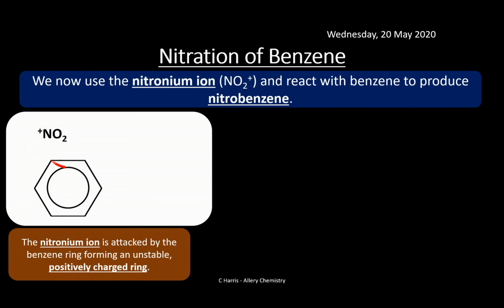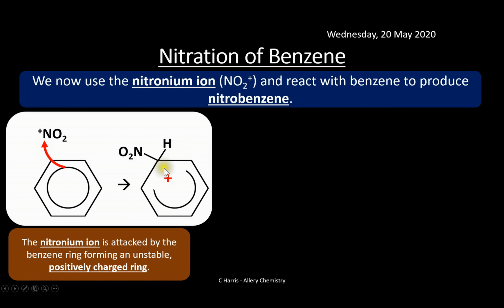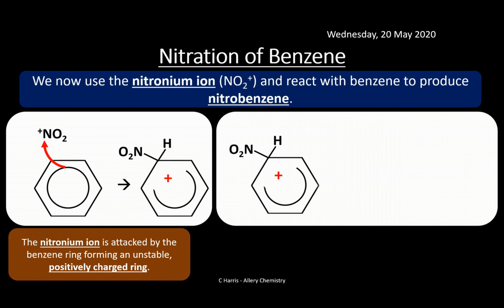So let's have a look. There it is. Okay, so it's attacked by the benzene ring. And obviously we form that positive charge, remember, in there. Just remember that the delocalized structure here must not extend beyond the adjacent carbons of the carbon that's been attacked, okay? Just another point, just remember that. So then, obviously, we've got our intermediate, as you can see there.